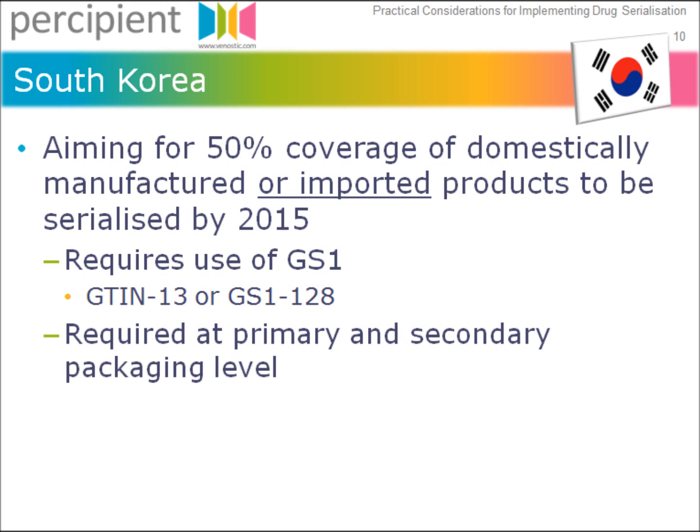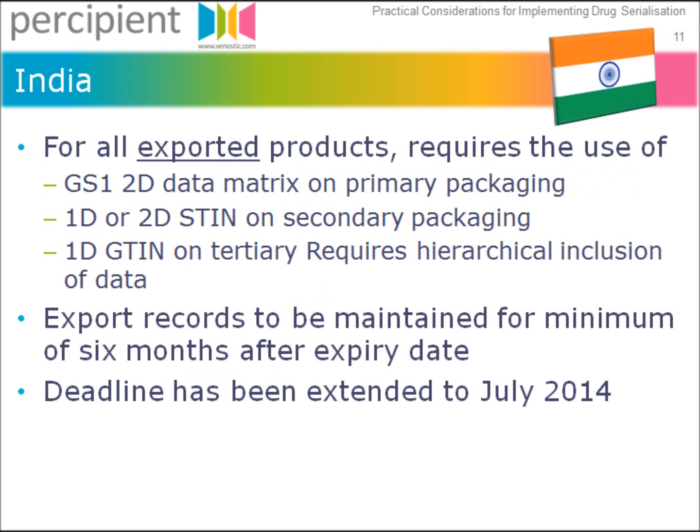They're going to require serialisation at the primary and secondary level. That means down at the individual bottle or package, but also on the next level of packaging, whether you call that a case or an outer. They're going to require traceability at that level as well.